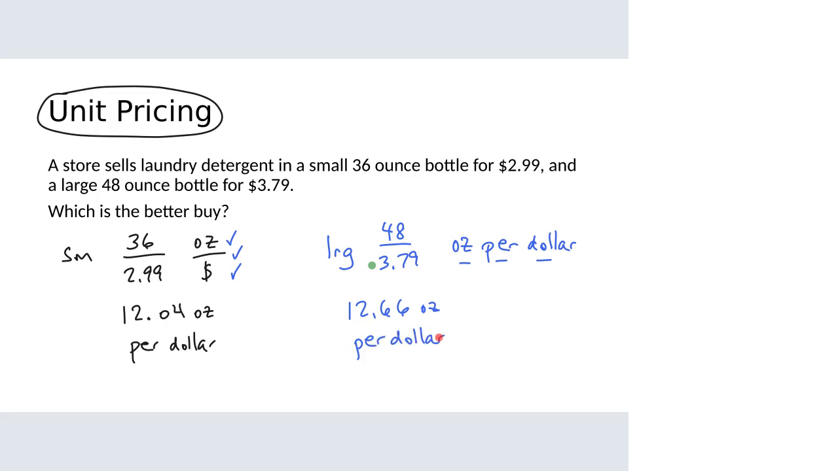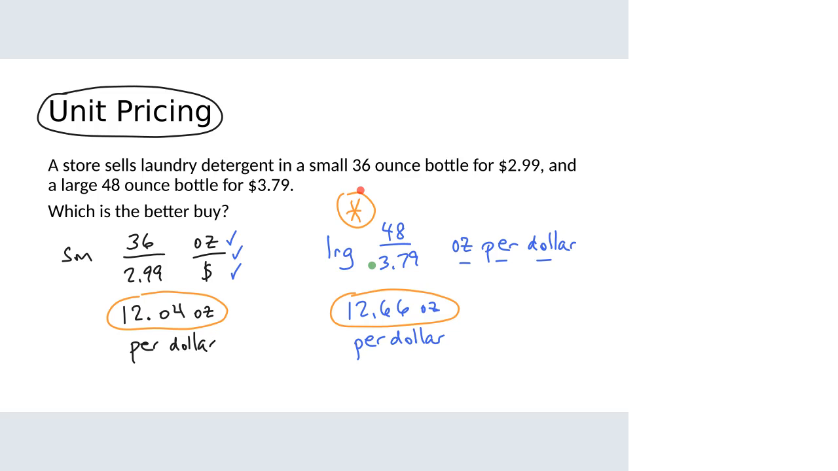Well, when I buy the small, I'm getting 12.04 ounces per dollar. If I buy the large, I'm getting 12.66 ounces per dollar. I'm getting more ounces per dollar if I buy the large, so the large is the better buy.